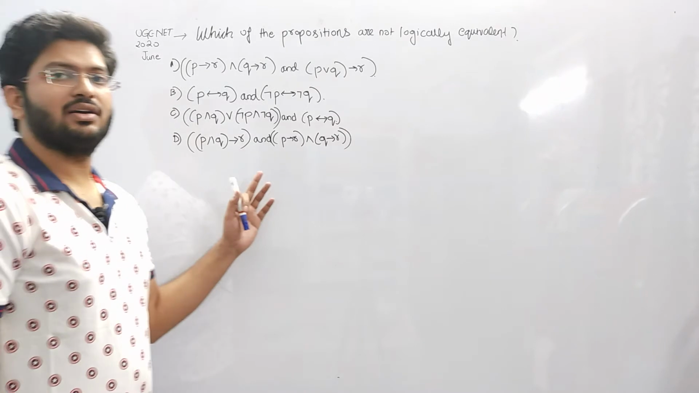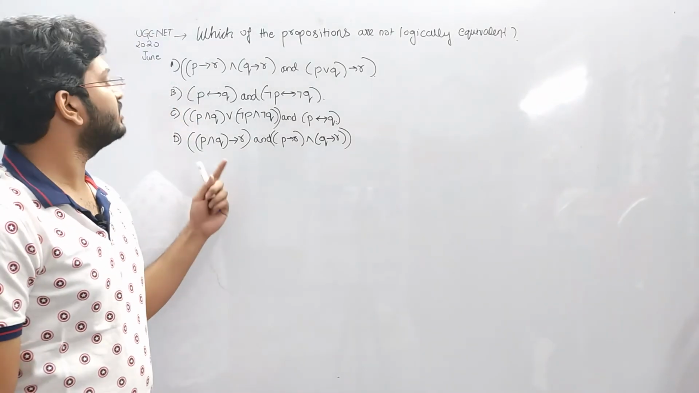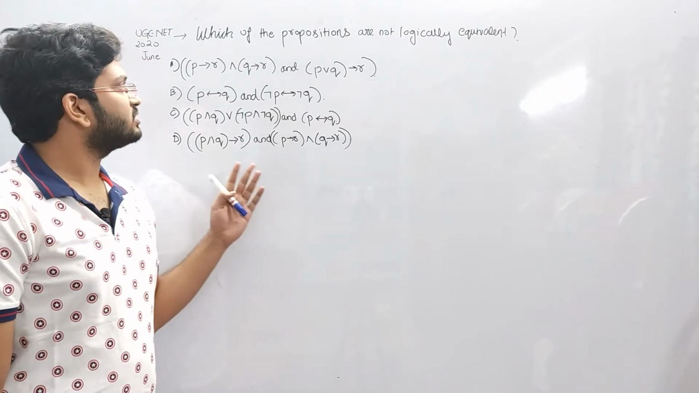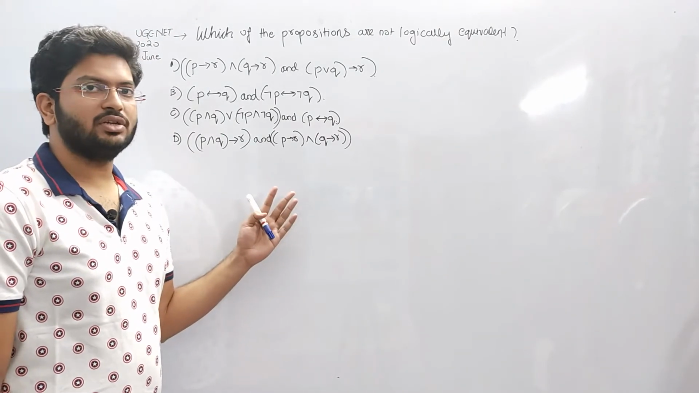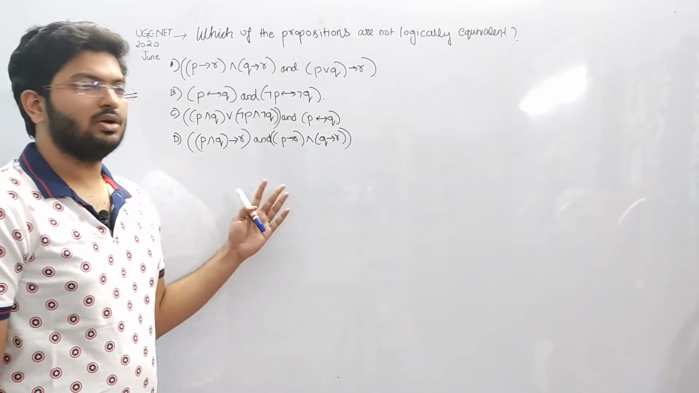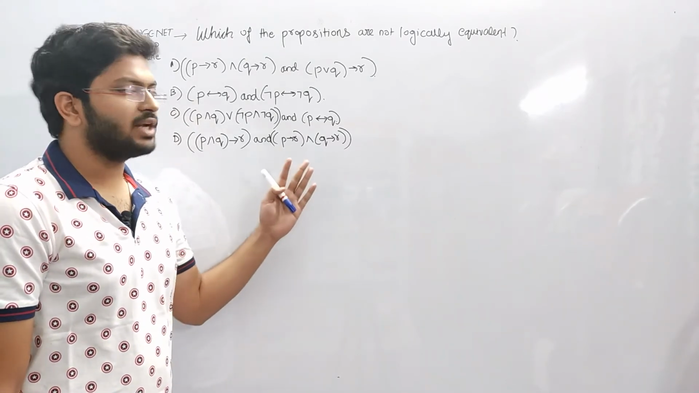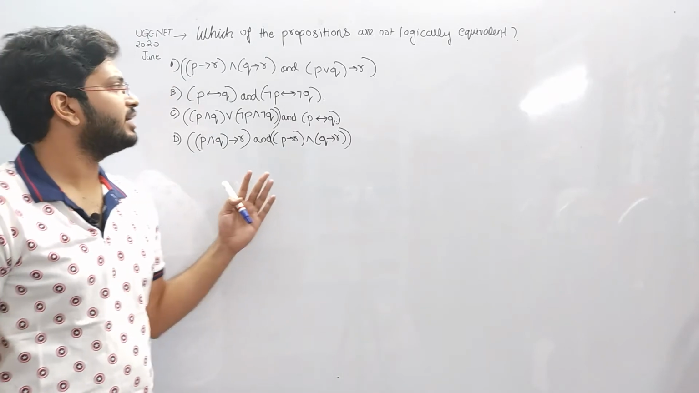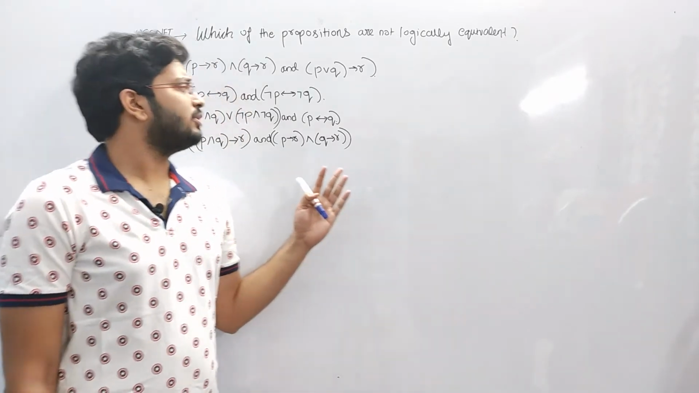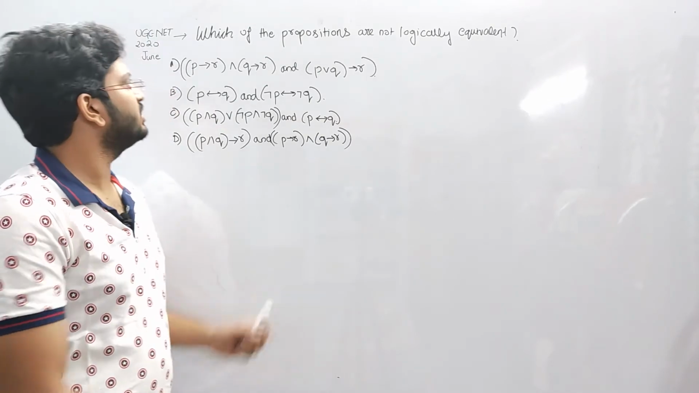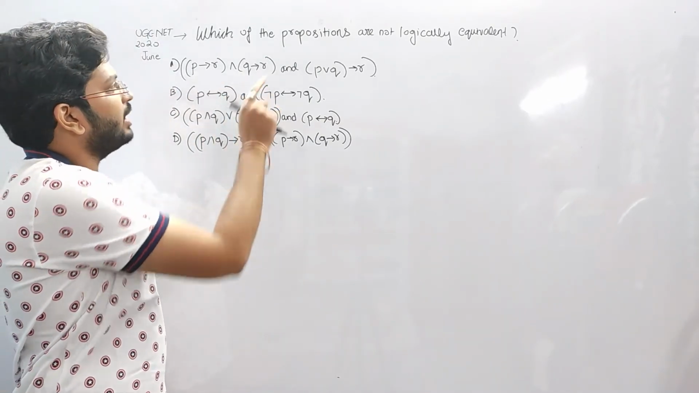Now this is another question which has been asked in UGC NET June 2020, and this question is on propositional logic, on equivalences of propositional logic. One simple step to solve this type of question is that you can create a truth table, but it will be difficult and time consuming, since here there are P, Q, R, 3 variables.